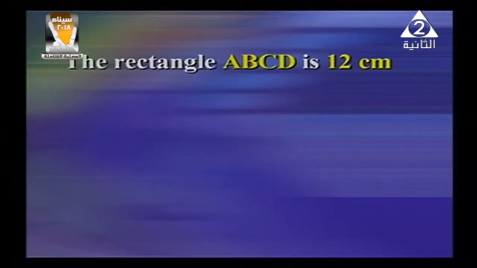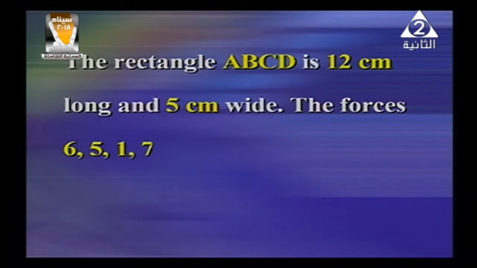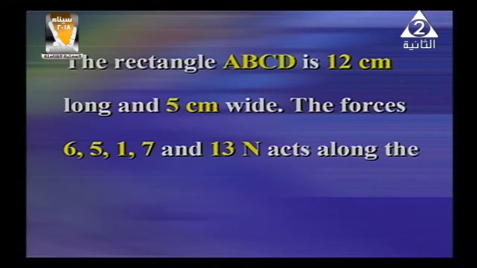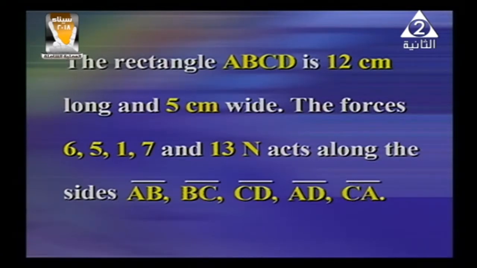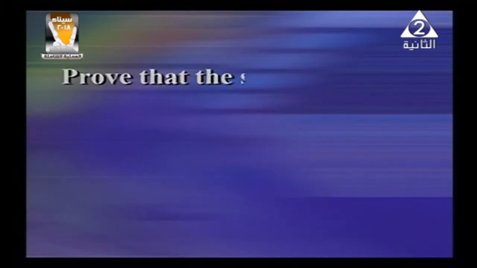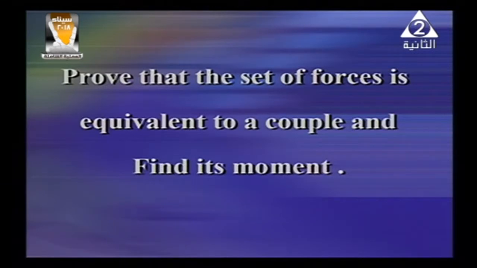The rectangle ABCD is 12 centimeters long and 5 centimeters wide. The forces 6, 5, 1, 7 and 13 Newton act along the sides AB, BC, CD, AD, and CA. Prove that the set of forces is equivalent to a couple and find its moment. Solution.